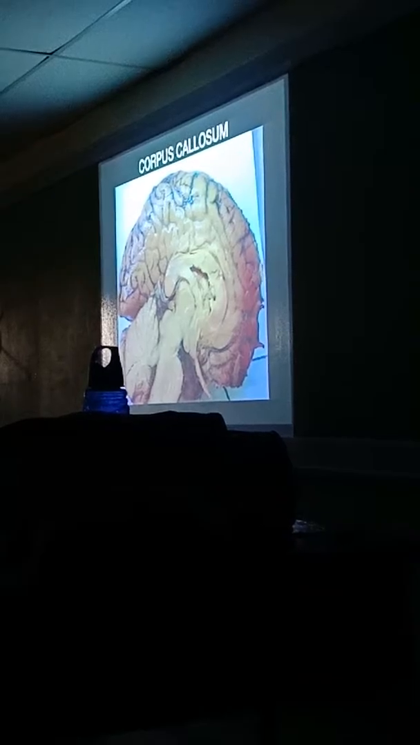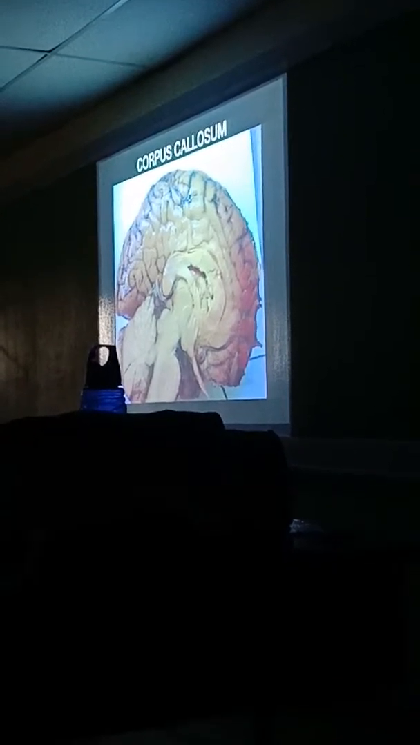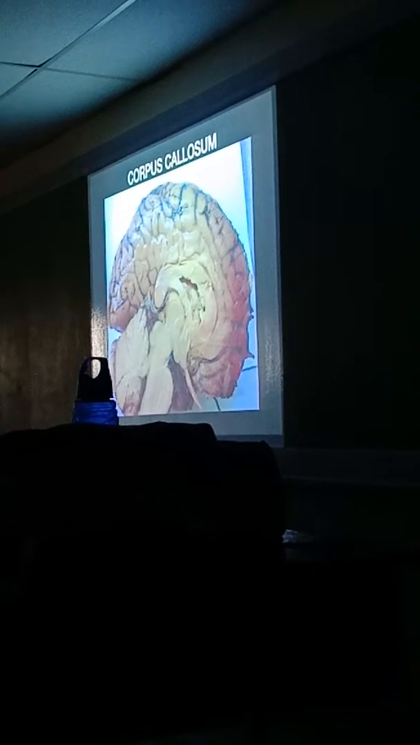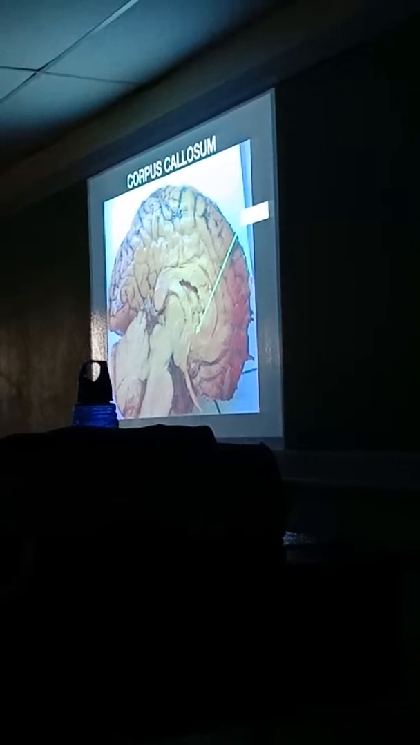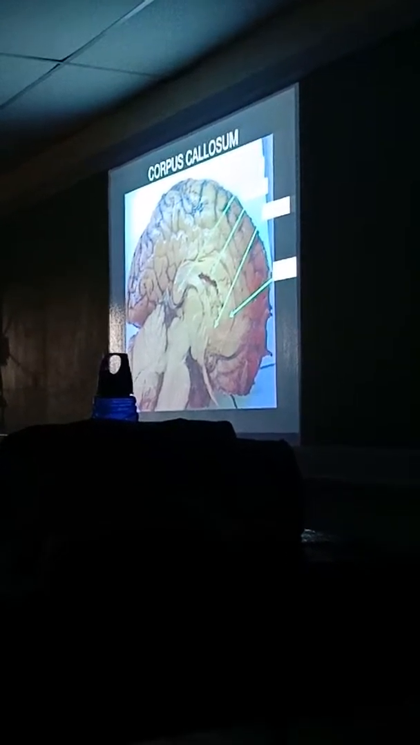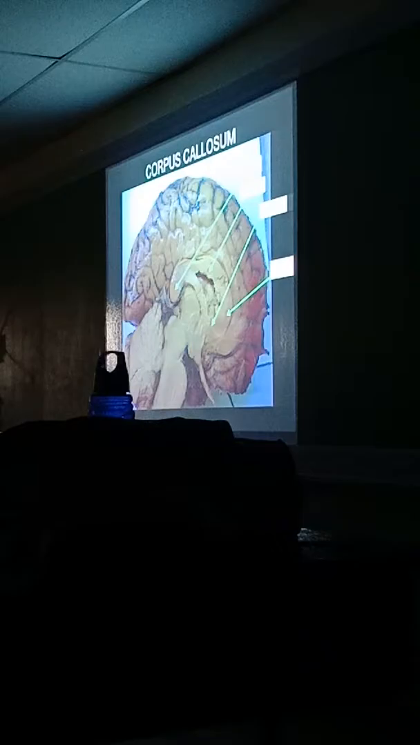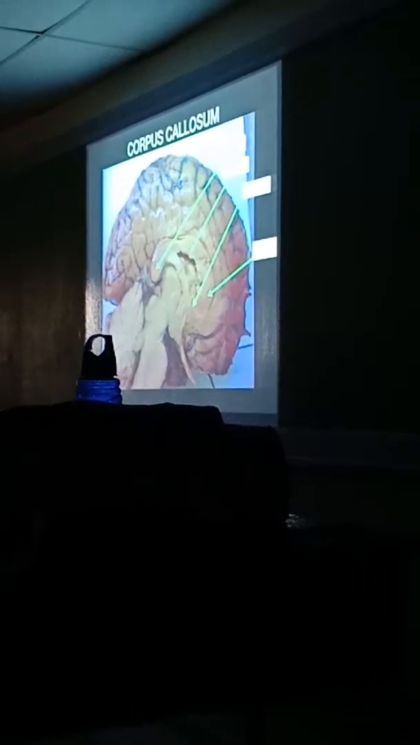Now, the corpus callosum here is the largest commissure of the brain. It connects your two cerebral hemispheres. It has four parts that begin anteriorly by rostrum, followed by the genu, the trunk, and posteriorly, this is called your splenium. Okay? So again, the corpus callosum is the largest commissure of the brain, connecting your two cerebral hemispheres.